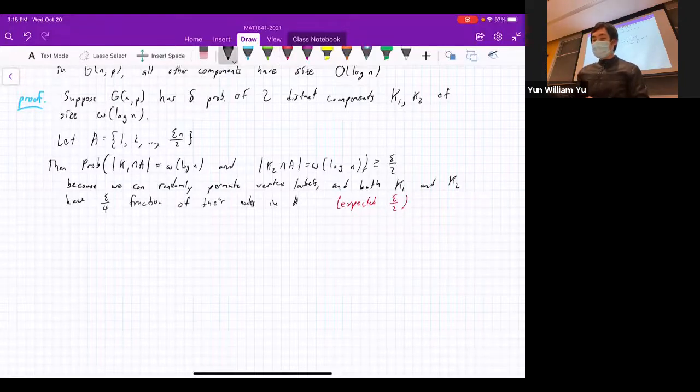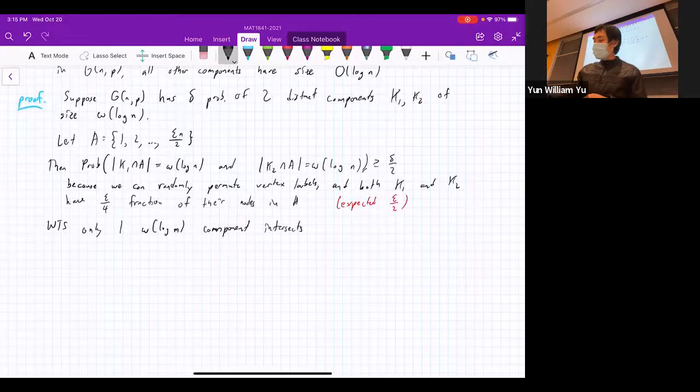So now what we want to show is that basically any giant component has to intersect, with high probability, this arbitrary set A in many nodes. And we want to show that there can only be one such component that intersects in that many nodes, and that would show that there's only one large component. So we want to show only one omega of log n component that intersects A in omega of log n vertices.